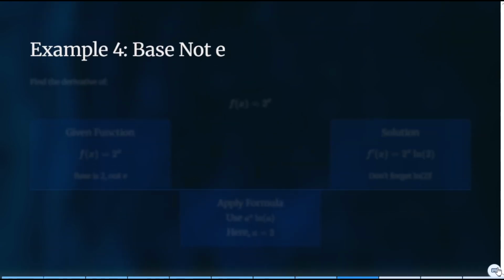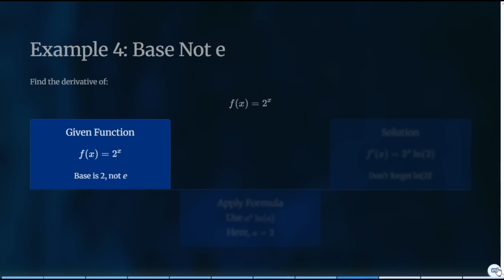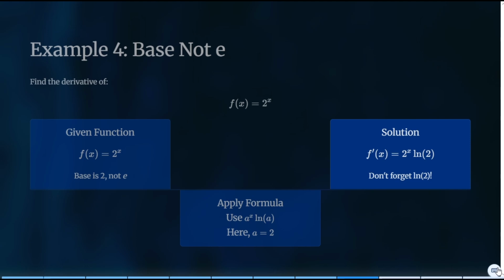Let's look at it through an example. In this example, we want to find the derivative of f of x equals 2 to the power x. So in this case, the base is 2, not e. So we'll want to apply the formula. We'll use a to the power x times ln a. In this case, once again, our base a is 2. So f prime of x, that is the derivative of f of x with respect to x, will be equal to 2 to the power x times natural log of 2. So it's very important not to forget to multiply by the natural log.